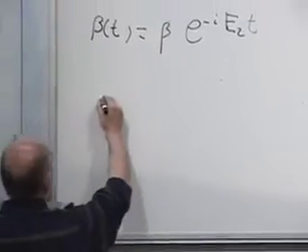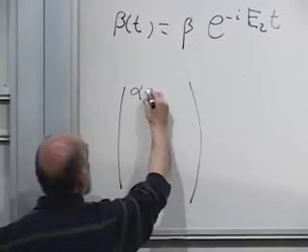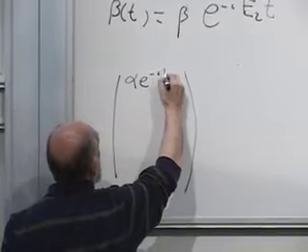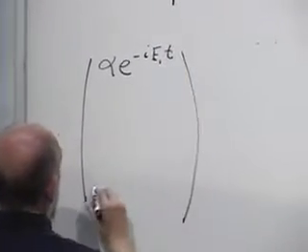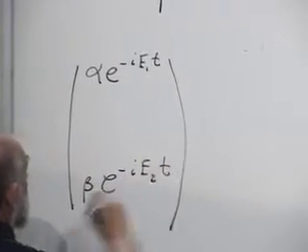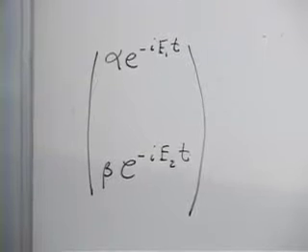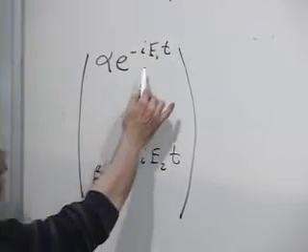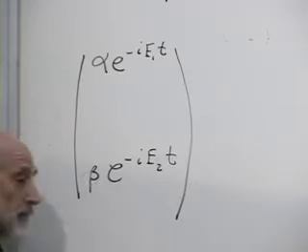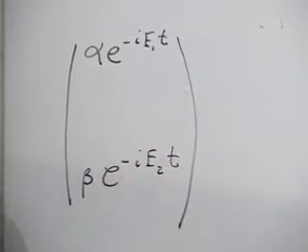And so the state of the system is represented by a column vector. We can write the column vector now as a function of time: alpha e to the minus i E1 t, and beta e to the minus i E2 t. Now let me just point out at this point where h bar would have gone had I included it. H bar would go in the denominator under the E's, in the exponent, E1 over h bar.